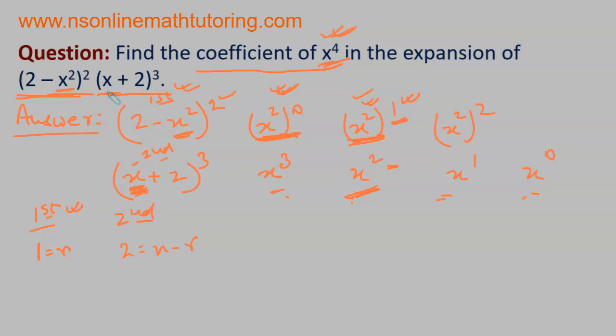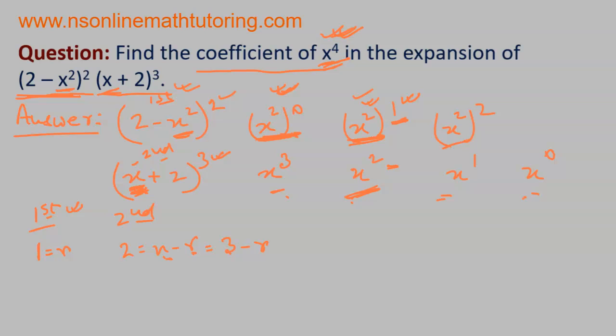So, since x is the first term over here, the power of x will be equal to n minus r and not r. What is the value of n? n is equal to 3. So, 3 minus r is equal to 2. Okay. So, this is one of the ways that we can come to x to the power of 4. Is there any other way of coming to x to the power of 4?